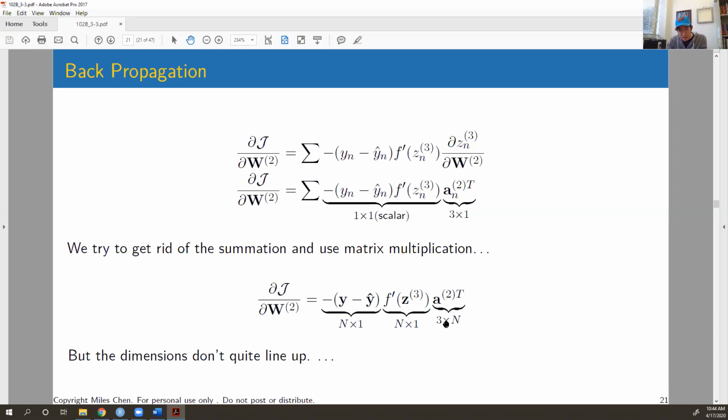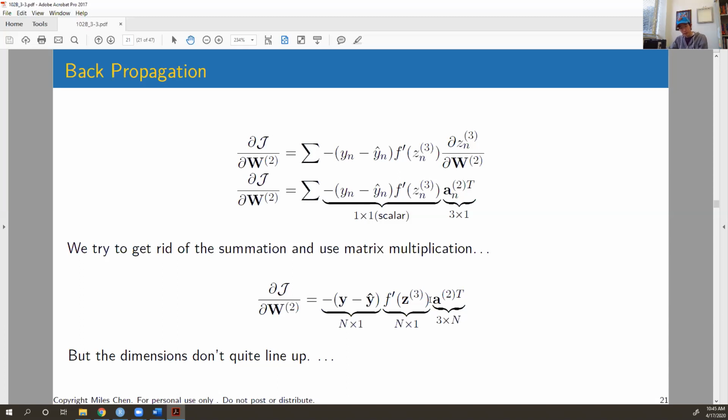If I try to multiply this together, I'm going to get a dimension mismatch. I can't do an n by 1 times an n by 1, and I can't do an n by 1 times a 3 by n. So what am I supposed to do? It seems like this is no good. This back here is okay. I've got scalars and a 3 by 1, and this will give me the correct dimensions here.